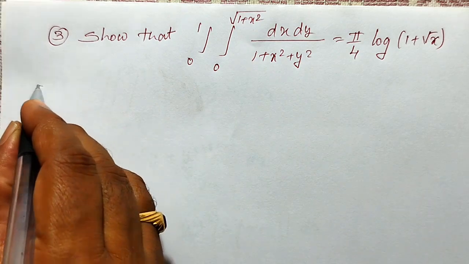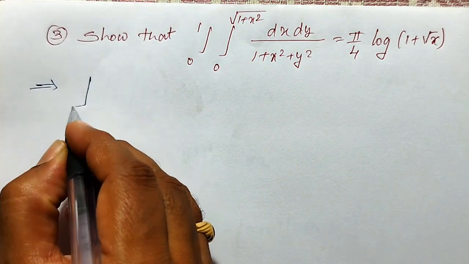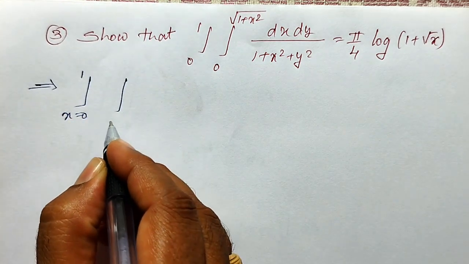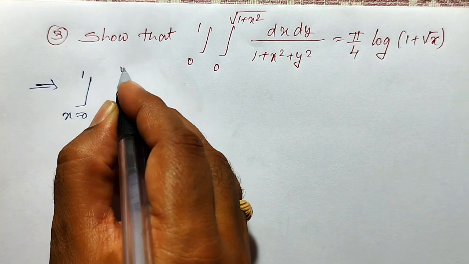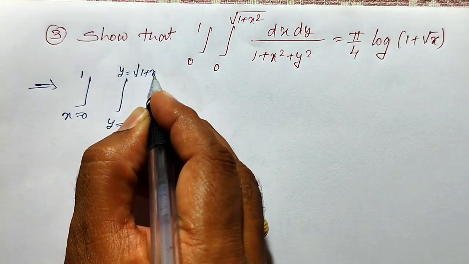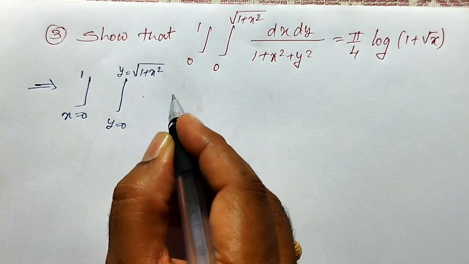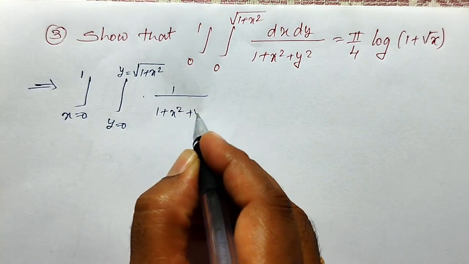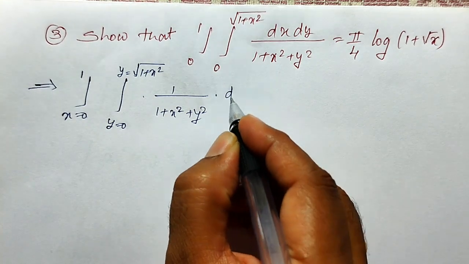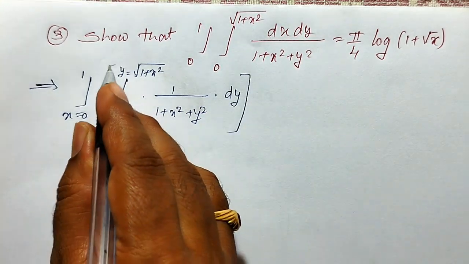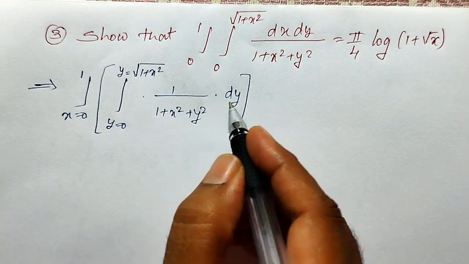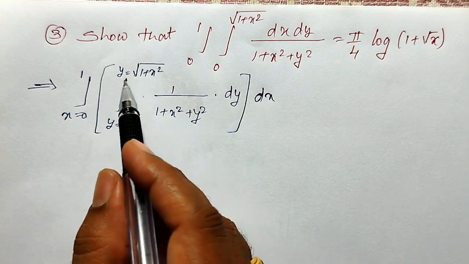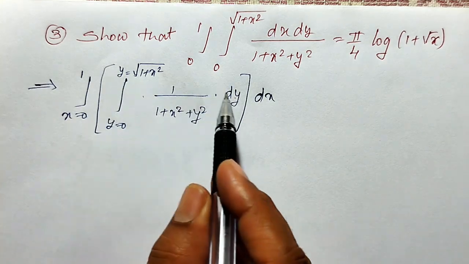So I will rewrite the given equation as the integration from x equal to 0 to 1 and then the integration from y equal to 0 to y equal to square root of 1 plus x square of 1 divided by 1 plus x square plus y square into dy. I will put a bracket for this, which is to be integrated first, then with respect to x.